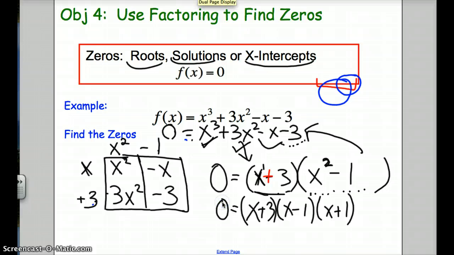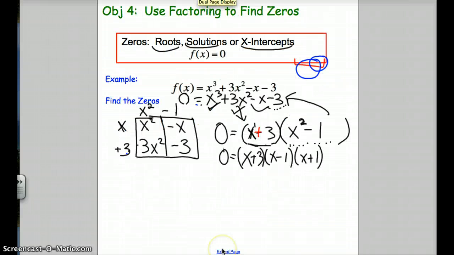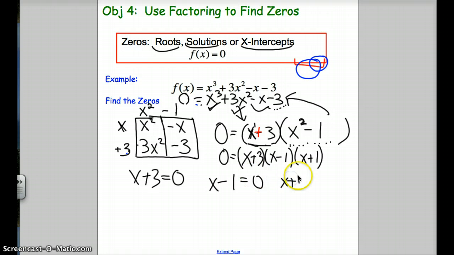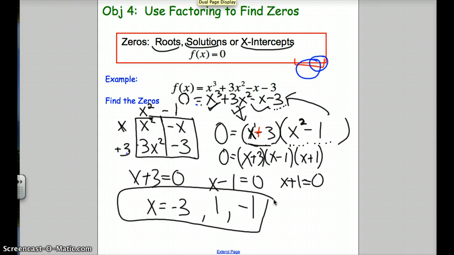Now I can finish solving by using my zero product property. And I can ask, when is x plus 3 equal to 0? When is x minus 1 equal to 0? And when is x plus 1 equal to 0? And I can find my three zeros. My three zeros are negative 3, 1, and negative 1. Those are my three zeros, my three solutions, my three roots, my three x-intercepts for the original function.